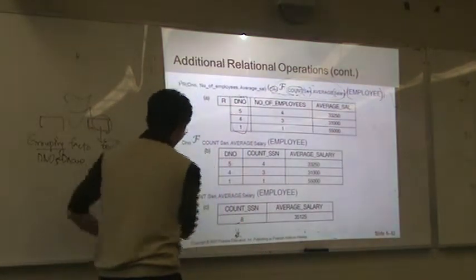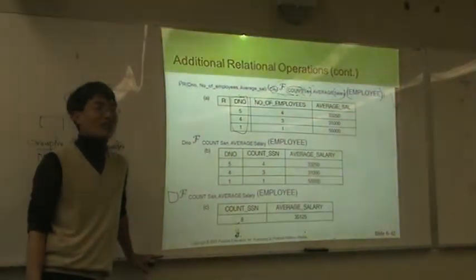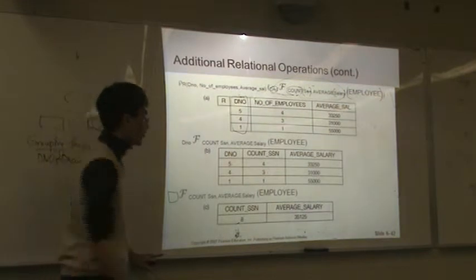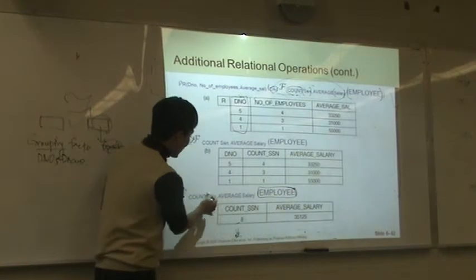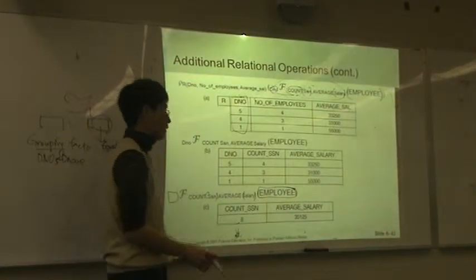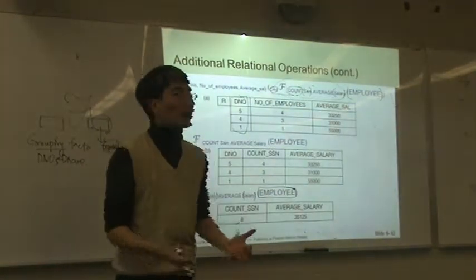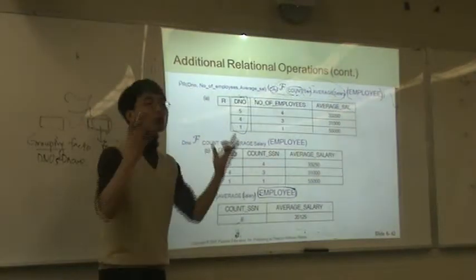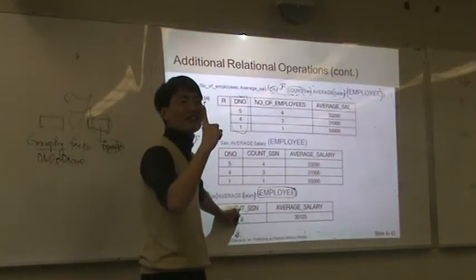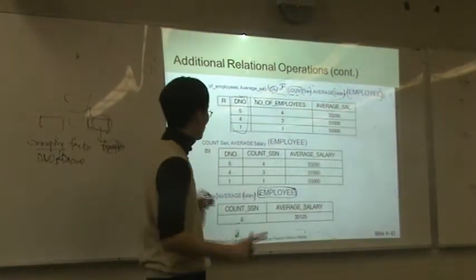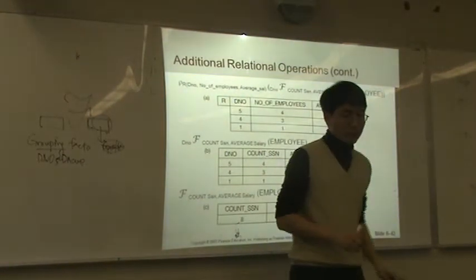Okay? Sometimes you do not have the grouping factor. The left-hand side is empty. What does it mean? We consider the input as one group. In this case, count, sum, average salary, which means the total number of employees and the average of all employees. We consider the input as one group in this case. How many data will be returned? Only one tuple will be returned. The output is always a relation. Okay. So this is the aggregate function and grouping.